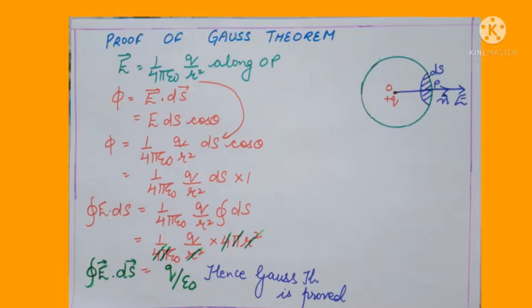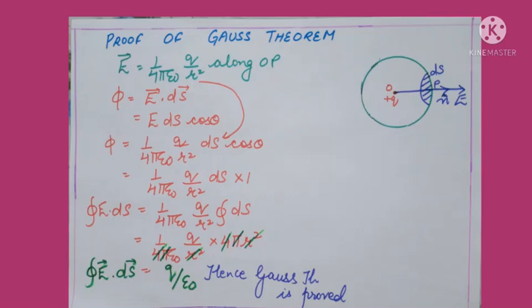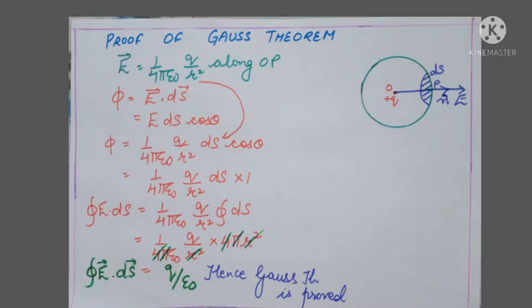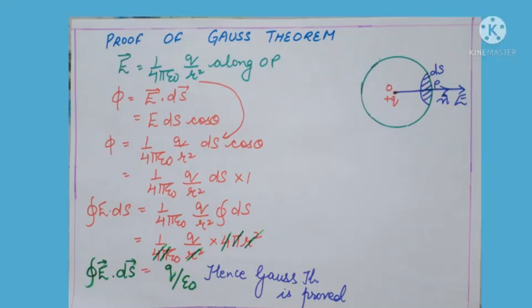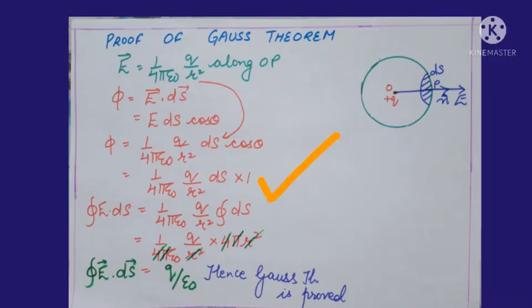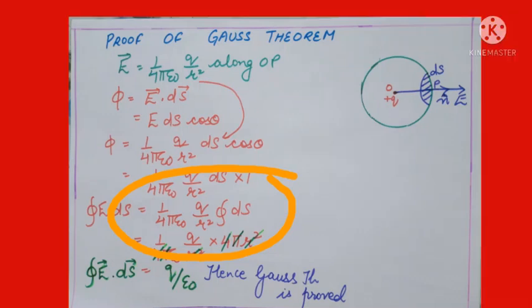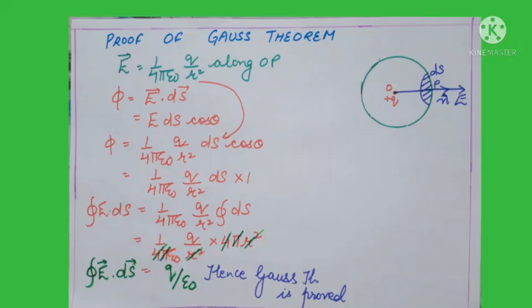So the formula is E equal to 1 over 4 pi epsilon naught Q over R square, and the direction is along OP. The electric flux phi equal to E dot ds, which is equal to E ds cos theta. Here theta is 0, so closed integral E dot ds becomes equal to 1 over 4 pi epsilon naught Q over R square into ds into 1, as cos 0 is 1. Children, here Q, 1 over 4 pi epsilon naught and R square are constant quantities, so we shall take them outside the integral sign. We are left with only closed integral ds.